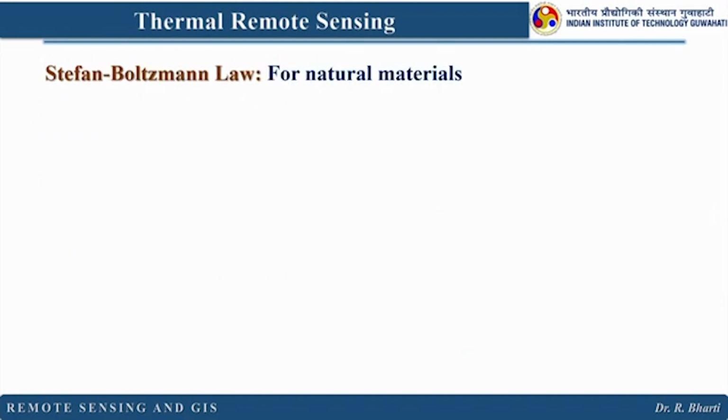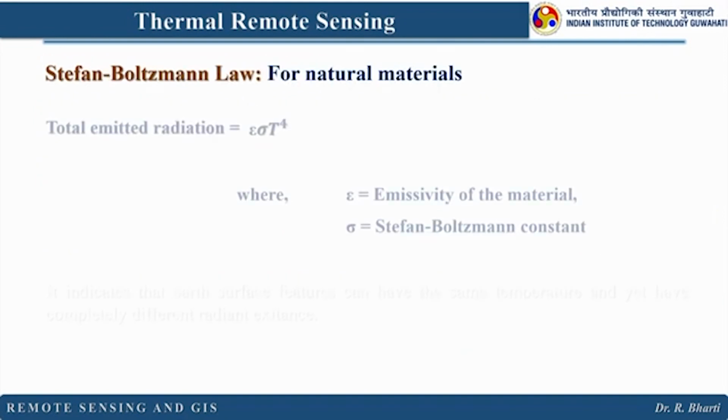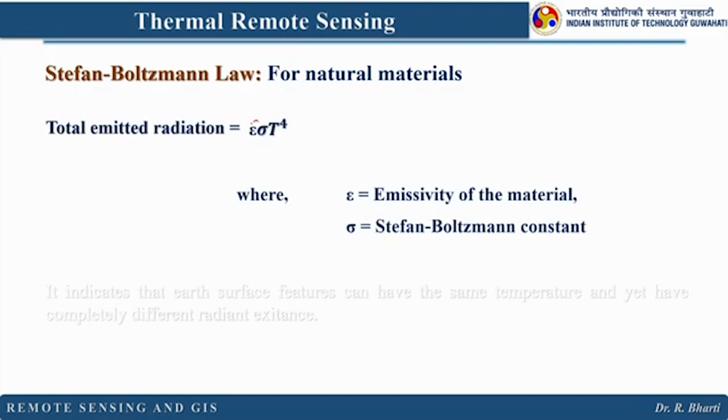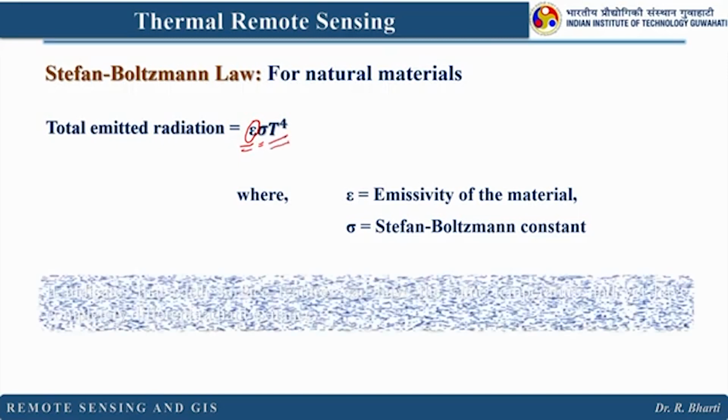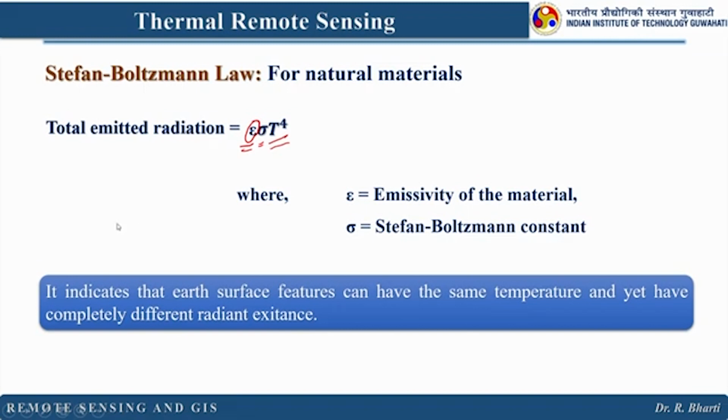Now what happens when we deal with natural materials? We add here this emissivity. Initially emissivity was not there. Now for natural material, total emitted radiation will be equal to emissivity multiplied by sigma T to the power 4, that is your Stefan-Boltzmann law, where T is your temperature. So for natural material, it is emissivity which plays a very critical role. It indicates that Earth's surface features can have the same temperature and yet have completely different radiant excitance.